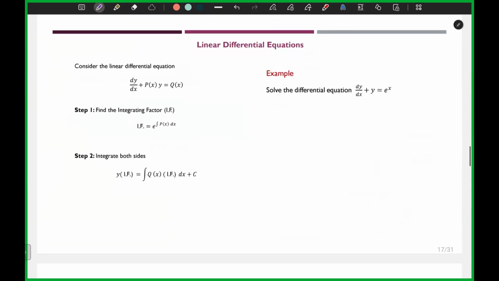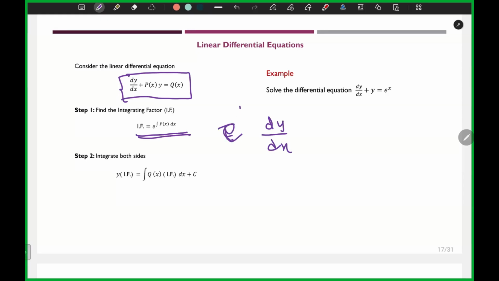Now we have a linear differential equation. You all know this type of linear differential equation. The integrating factor is e to the power integral of P(x) dx. You can also check this. This is the integrating factor: e to the power integral P(x) dx, dy/dx, plus P(x) e to the power integral P(x) dx into y equals Q(x).